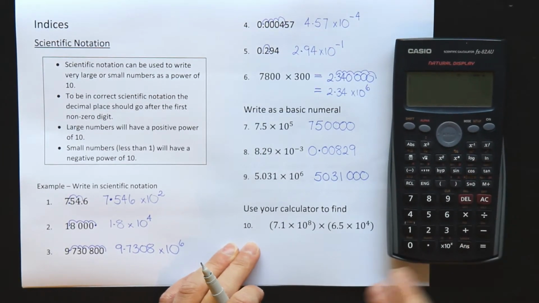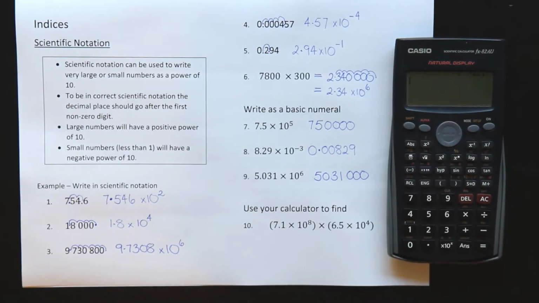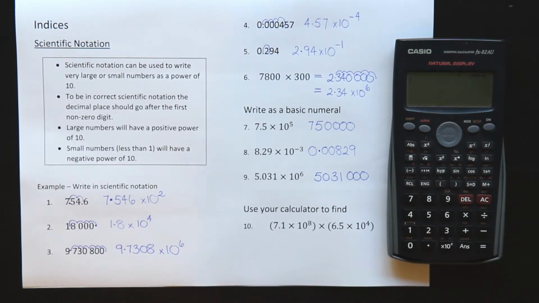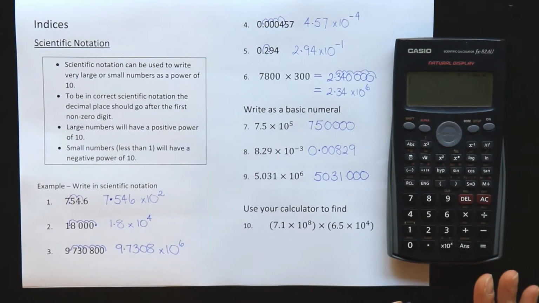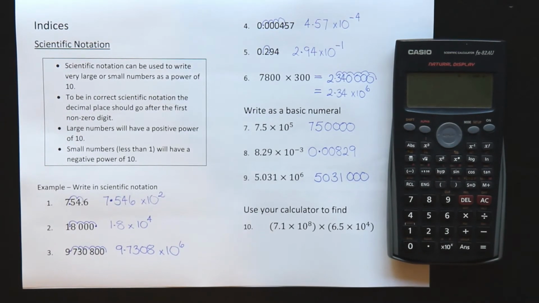Now this is because you need to be able to type scientific notation into your calculator. So that's a big calculation: 7.1 times 10 to the 8 times 6.5 times 10 to the 4. Now you might not have the same calculator as me, so it's important that you learn how to use your calculator, but I'll show you how to do this on my calculator.